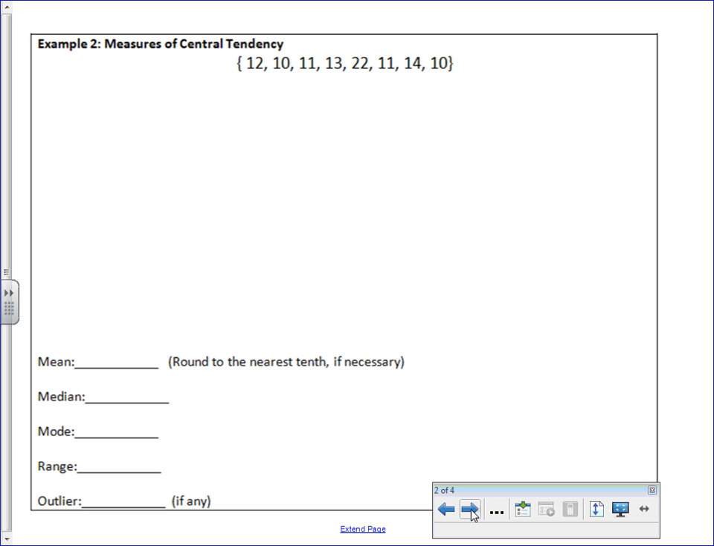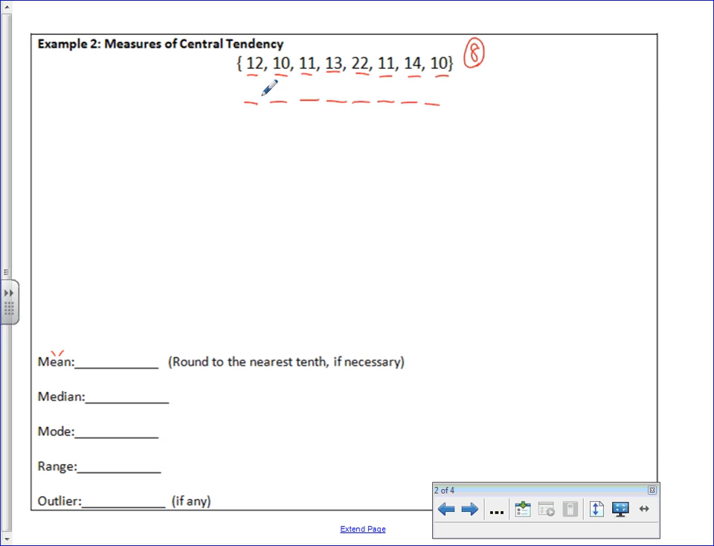Now let's move on to measures of central tendency. Example 2. We have mean, median, mode, range, and an outlier. Here's our data set: 12, 10, 11, 13, 22, 11, 14, and 10. Please jot down that data set on your template. We have 1, 2, 3, 4, 5, 6, 7, 8 numbers. And I'm now going to first put them in order.